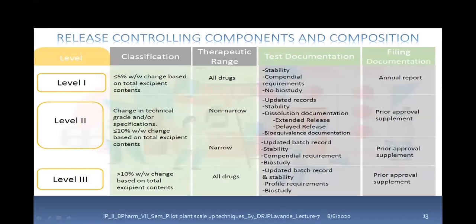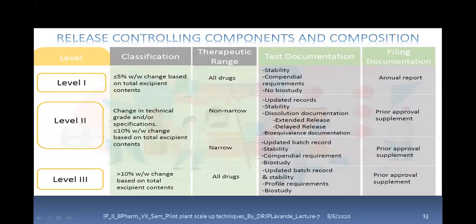In case of level 1, if it is less than or equal to 5% weight by weight change based on the total excipient contained, then this is applicable to all types of drugs. And here the test documentation will require the stability data, meeting the compendial requirement, and the bio study is not required at level 1.